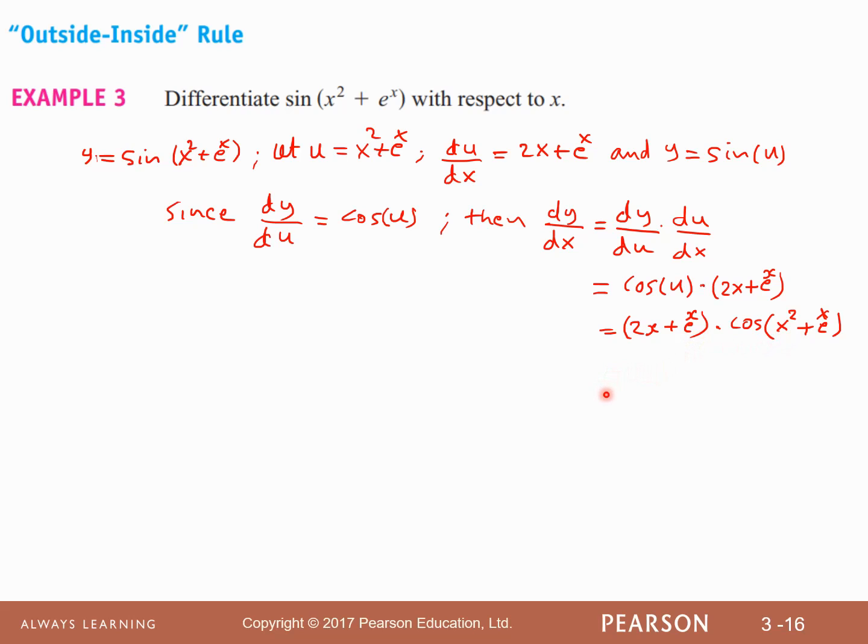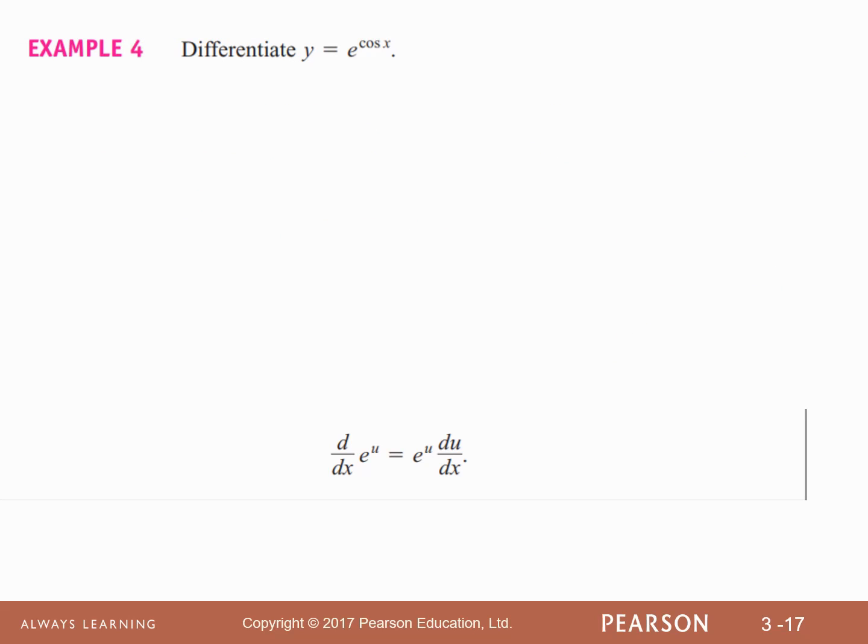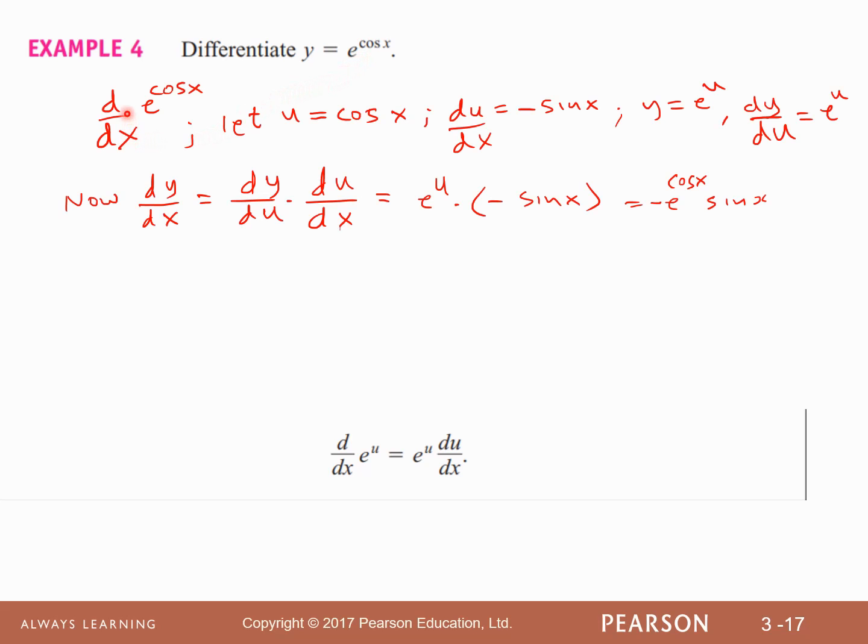Let's take a look at another example. Example number 4 is about the derivative of y equals e to the power cosine x, which is a combination of exponential and trigonometric. So y equal to e to the cosine x. It looks like it's intimidating, but it's not really. Let's go ahead and start by denoting d by dx of e to the power cosine x. We first let u equal to cosine x. Then the derivative of u with respect to x will be du by dx equal to the derivative of the right hand side, which is negative sine x.